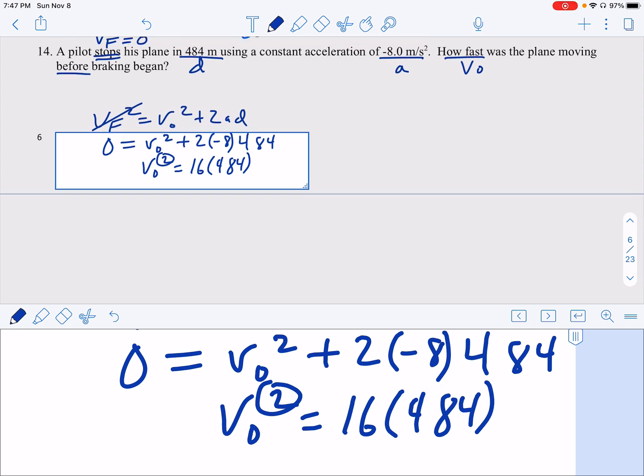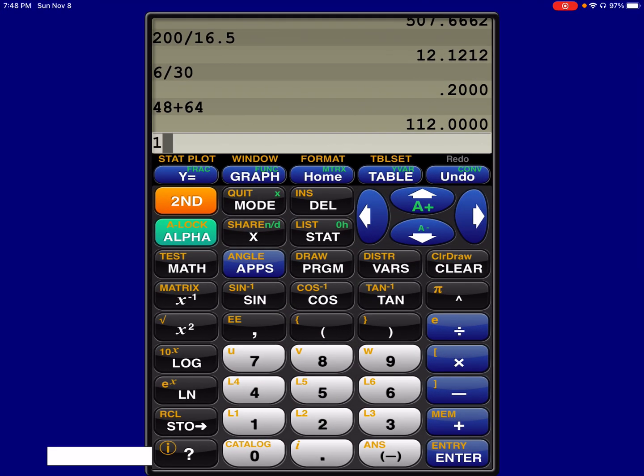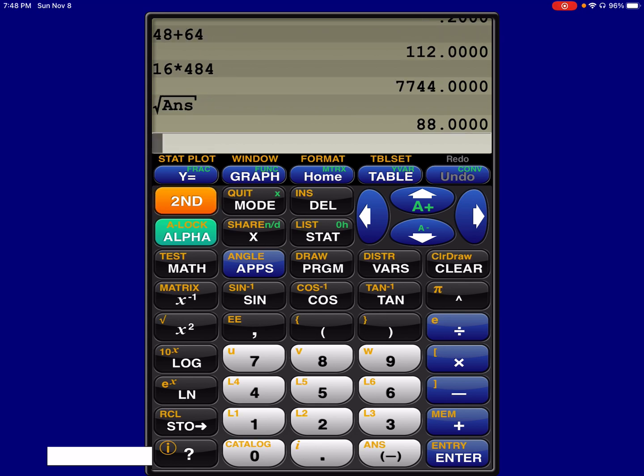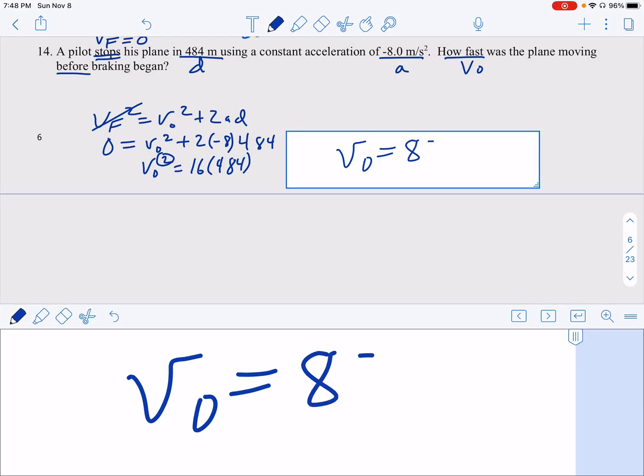So VO is equal to the square root of 16 times 484. Equals, and then I'm going to square root my answer. I get 88. So VO is 88 meters per second.